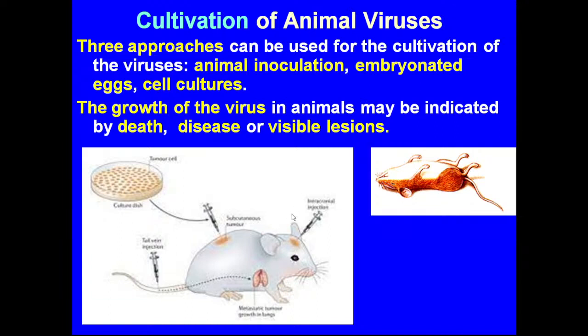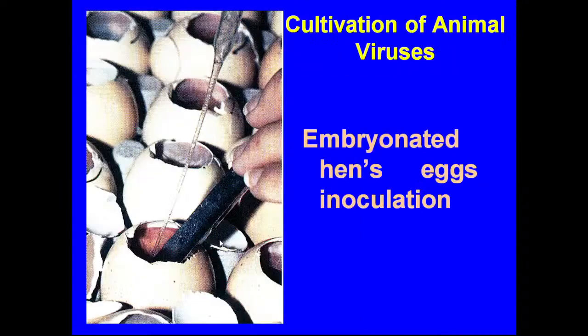Usually the animal may demonstrate the disease or its symptoms, or some visible lesions, for example, or we may see it by the death of the animal. But we usually use susceptible animals, those that can be infected with this type of virus.